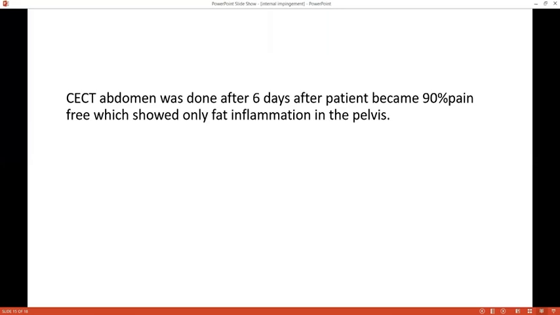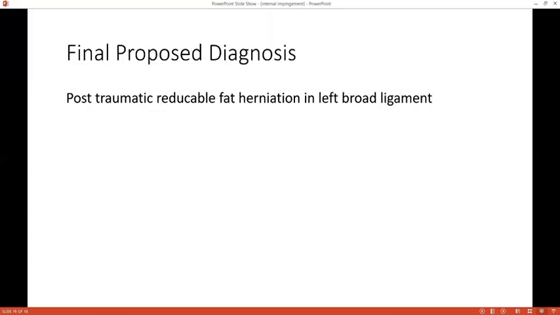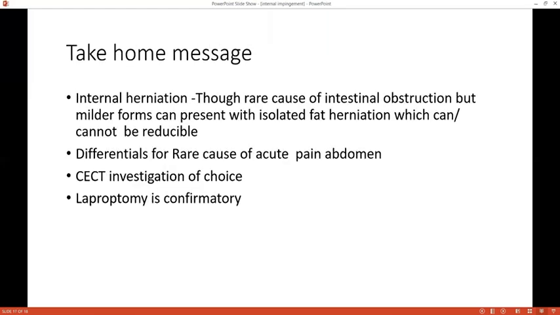The patient got a CECT done after 6 days, once the pain had subsided to almost 90%, and the CECT revealed only fat inflammation in the pelvis. So the final diagnosis was that it was probably a post-traumatic reducible fat herniation in the left broad ligament.